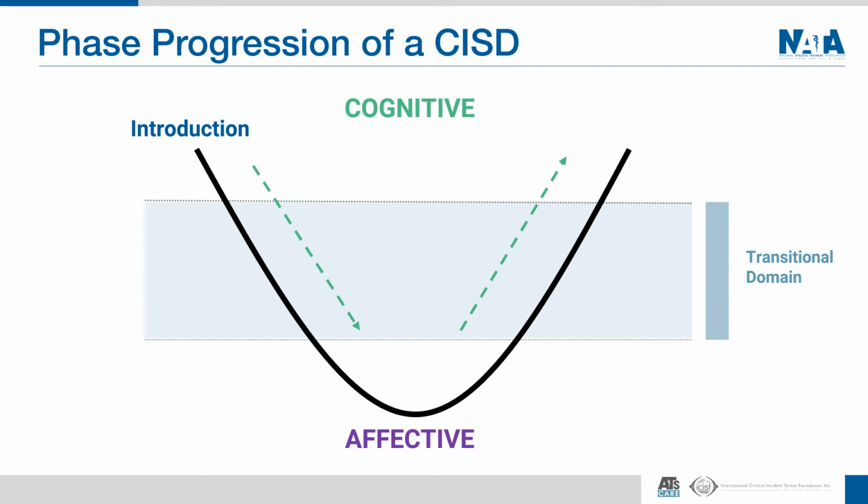We'll have individuals say their name, introduce themselves, tell us what their role was, etc. What are the ground rules for what we're doing? Basically getting cognitive information in place. And then we start to look at the fact phase. And the fact phase is where the individuals talk about the incident. What happened? What was your role in the incident?